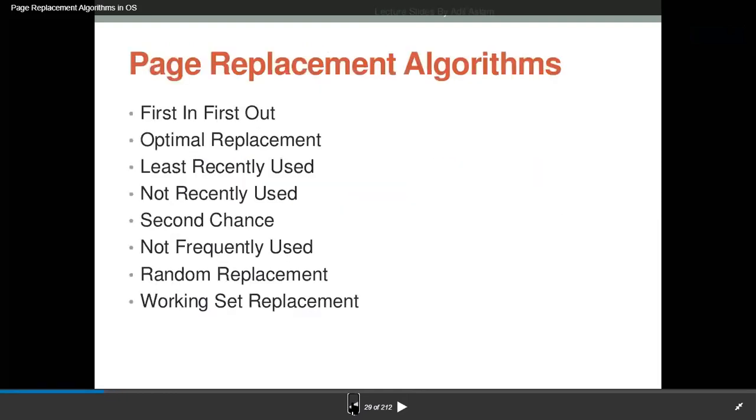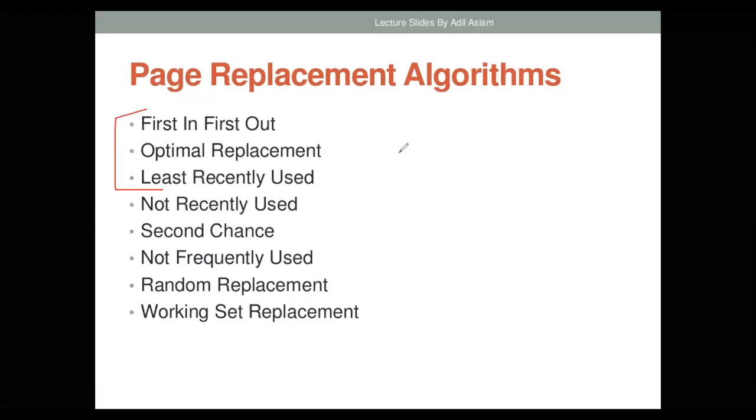Now, before going to the algorithms, let's see what are the current algorithms we have. These are some of the page replacement algorithms that we have: first in, first out, optimal replacement, least recently used, not recently used, second chance, and so on. We will learn the first three. These three will give us the idea about how page replacement works.